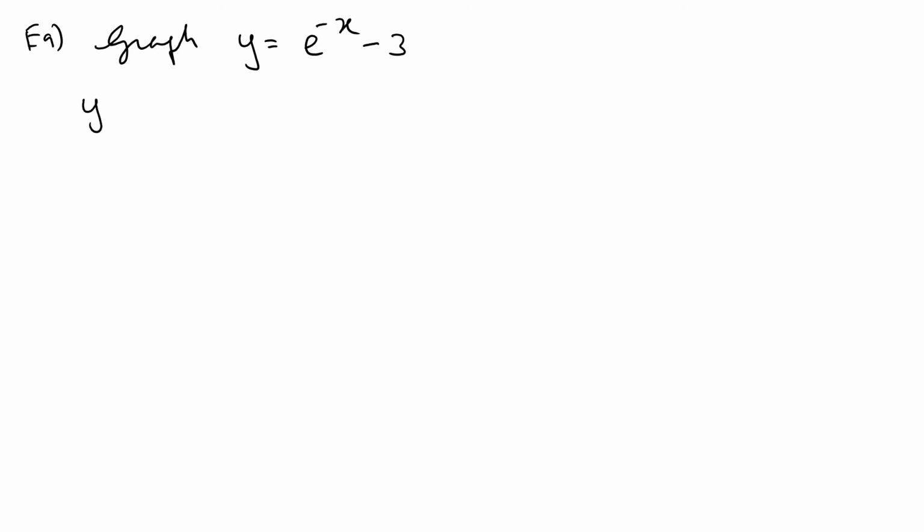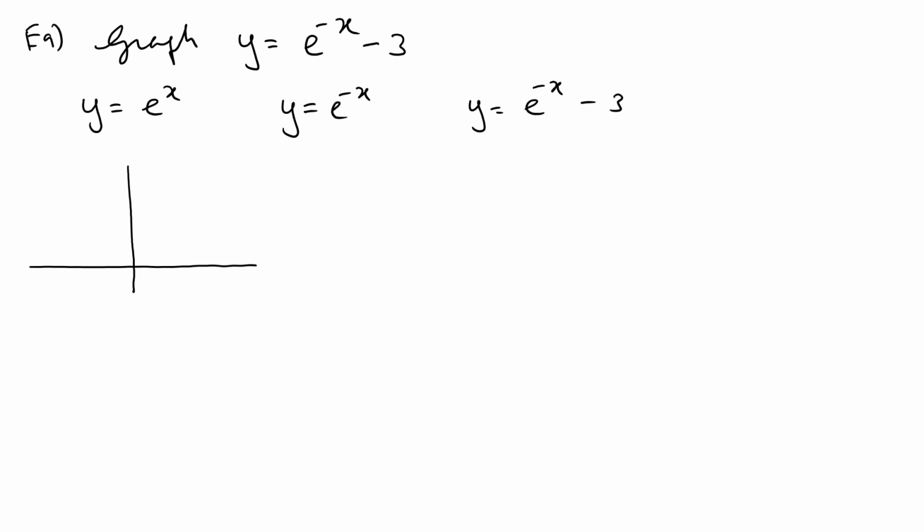So we have y equal e to the x, and then y equal e to the negative x, and then y equal e to the negative x minus 3. Again, we can go step by step. We know the graph of e to the x. That's almost like y equal 2 to the x. So pass through 1 and go like that. That's number 1, because e is roughly 2.7, which is close to 3.